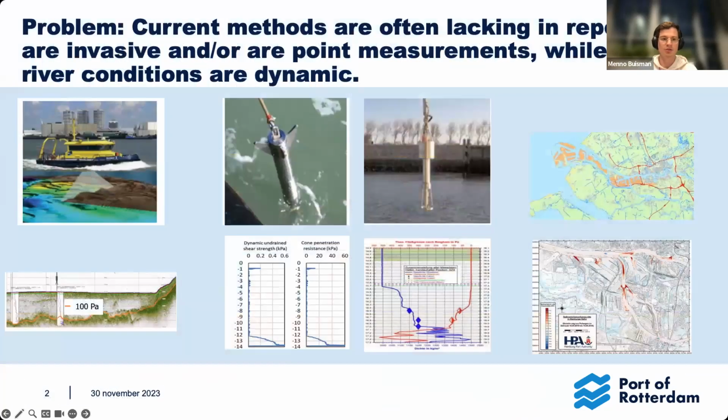Now, why do we want to do that? Current methods are often lacking repeatability, are invasive, and are point measurements, whilst these river conditions are very dynamic. So what you can see is a vessel moving with an echo sounder, which is a known nautical depth surveying method. It sends a pulse, it records the pulse, and it receives a two-way travel time. However, this method is often not very accurate due to mixing of saline and fresh water and due to temperature variations, which is why we don't know our P-wave velocity accurately.